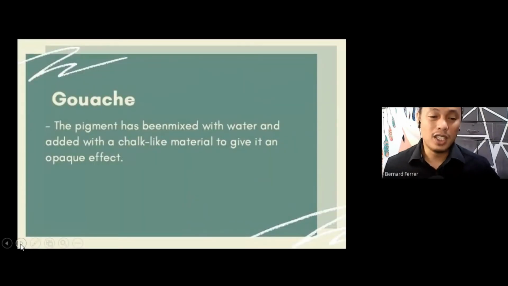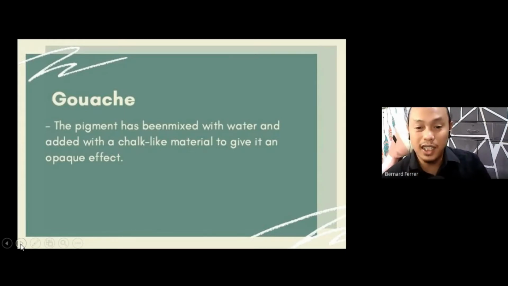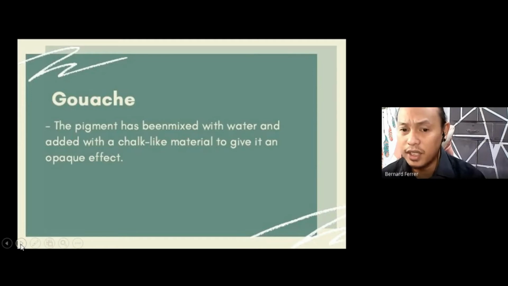Next naman is the gouache. The gouache is a pigment that has been mixed with water and added with a chalk-like material to give an opaque effect. Kung mapapansin nyo, yung watercolor is similar to the gouache in the sense na dinadagdagan din ng tubig para magamit natin sa painting. But gouache is different. Medyo liquid in form, parang paste yung kanyang texture. Yung watercolor, solid kasi yun. It's a solid chunk of color pigments or powder. Yung gouache, mas liquid in form.